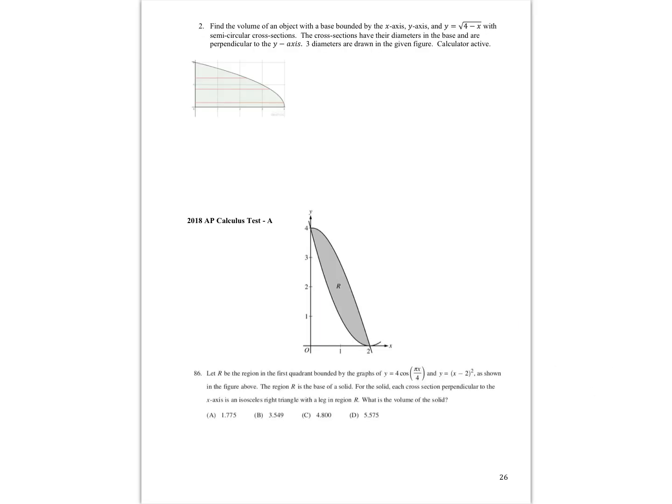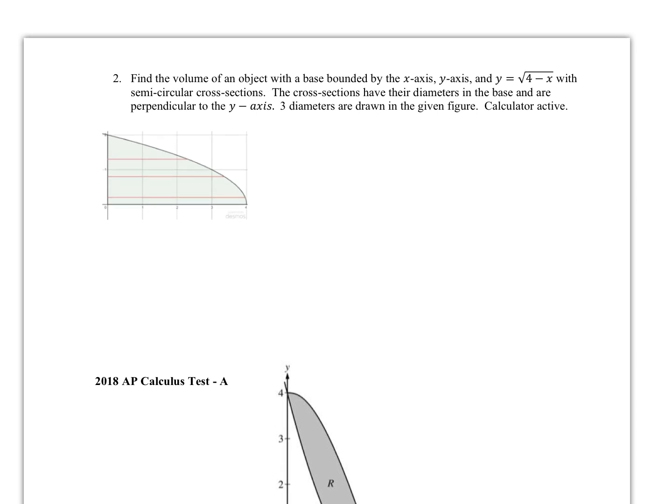Okay, so this one, Kate is going to notice, says find the volume of an object with a base bounded by, here's the x-axis, the y-axis, and then this function, I even gave it to you, it's root 4 minus x. Okay, then look what we have as my cross sections this time, semicircle cross sections. Let's try to picture this, you guys. It says cross sections have diameters in the base and are perpendicular to the y-axis.